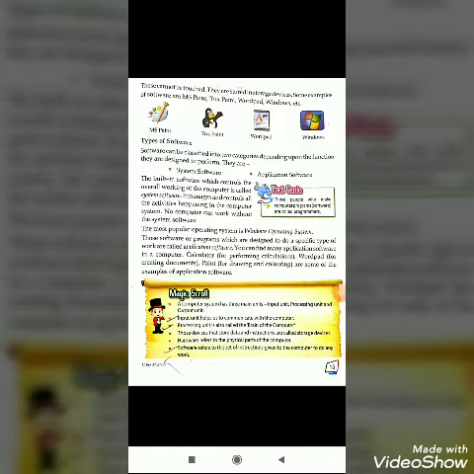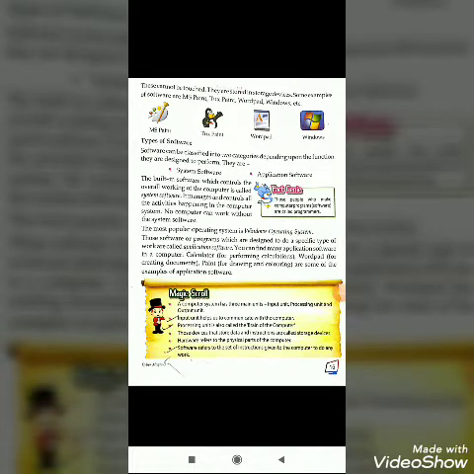Now my dear students, types of software. We already studied about software. There are two types of software: the first one is system software and the second one is application software. Software can be classified into two categories depending upon the functions they are designed to perform. How many? Two. First one is system software and second one is application software.